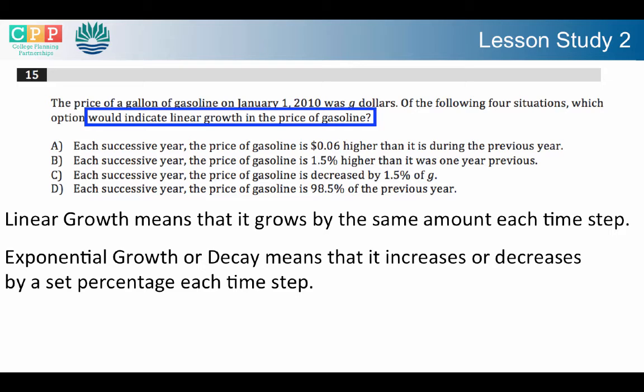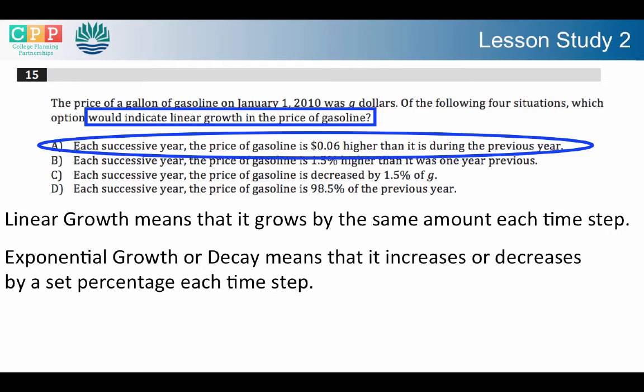So in this case, we can actually eliminate some answers, and we would be left with answer A. Each successive year, the price of gasoline is 6 cents higher than it is during the previous year. You'll notice that it's increasing by the same amount each year. Answer B is increasing by a percentage. Answer D is decreasing by a certain percentage. And C is decreasing it by 1.5%. So again, C and D are decreasing, and B is increasing by a percentage. So A is my only option.